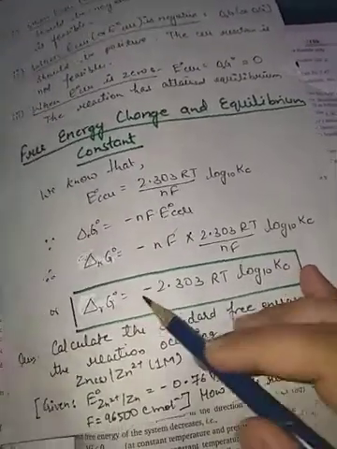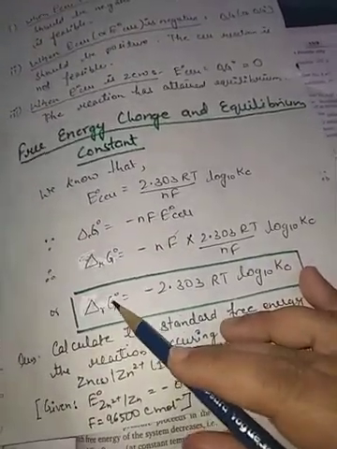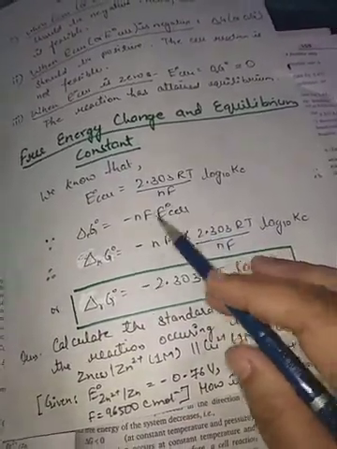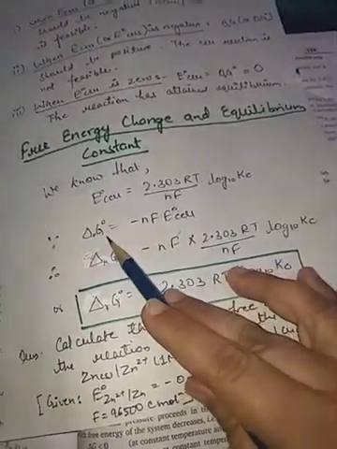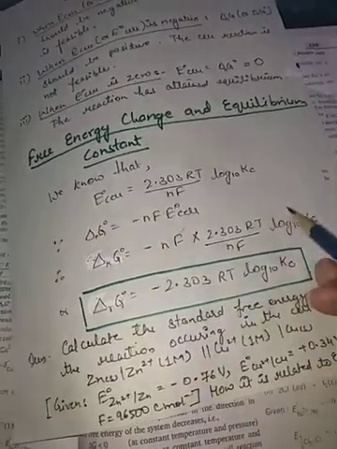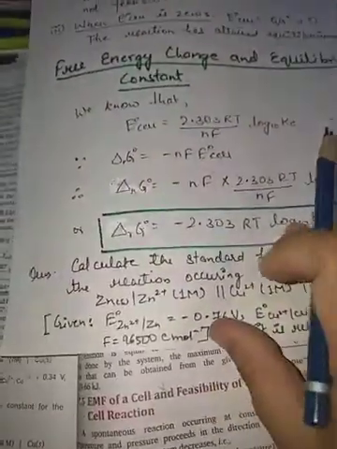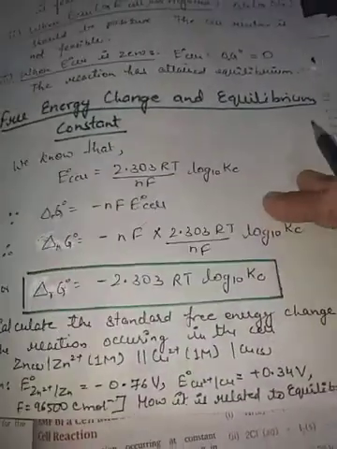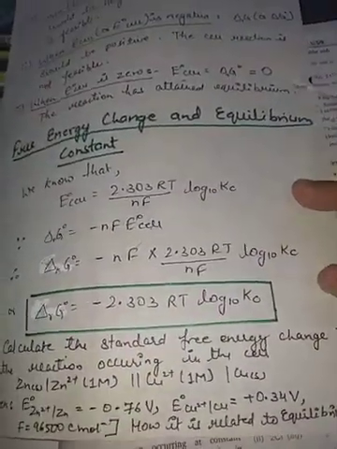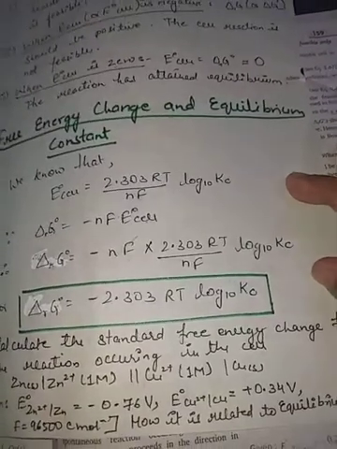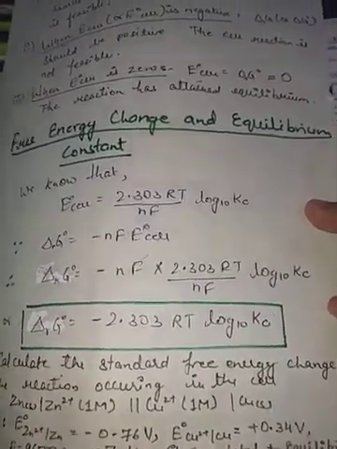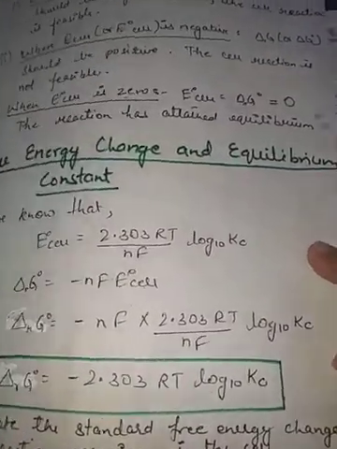If Kc is given, we can calculate delta G, and if delta G is given, we can calculate Kc. If E naught cell is given, then too we can calculate: first delta G and then Kc. One question is there. I'll send all this to you on WhatsApp, so please do this question. It is a solved numerical in your book, so you can do it from there also. Please practice more such numericals. Thank you.